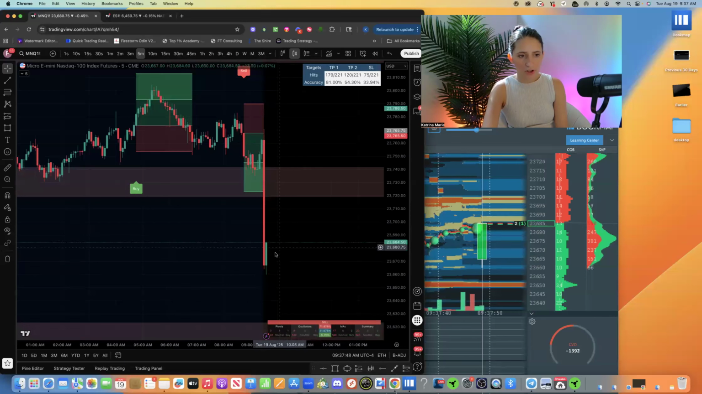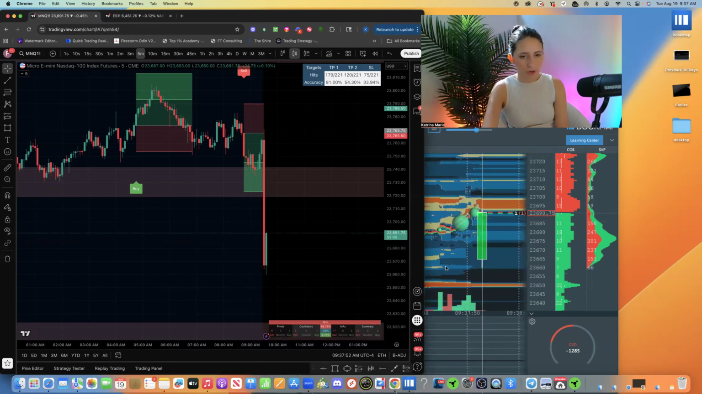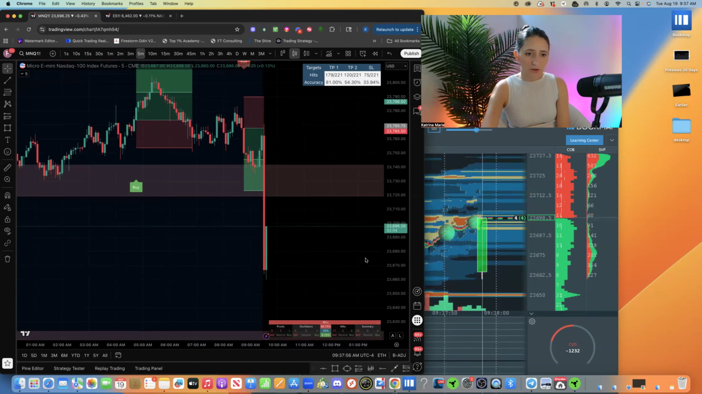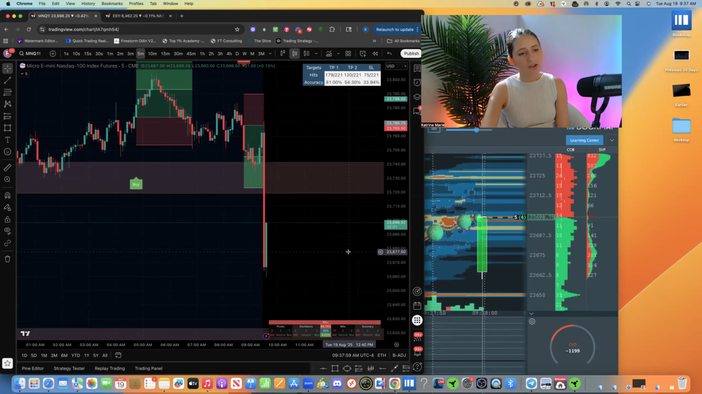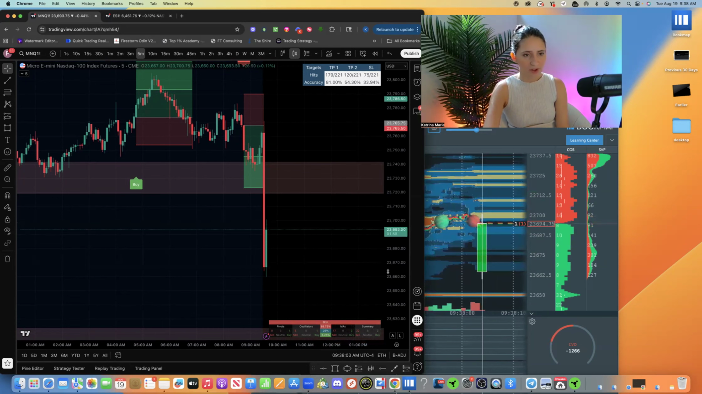How do you close a trail? I would just scalp little areas. So what I do is when I get $100 in profit, I pull it to break even and then I keep trailing from there. That's basically what I do.